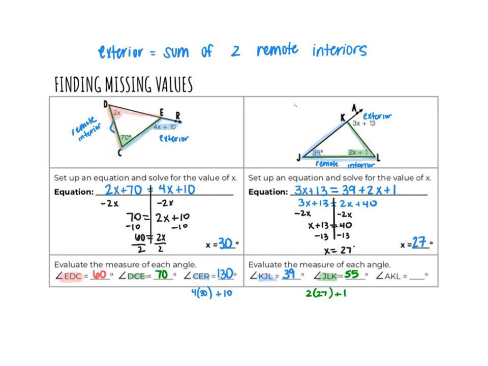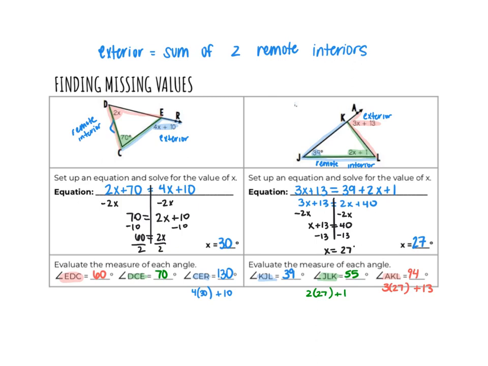And then finally, the last angle they asked me to find is AKL, which would be A to K to L, my exterior angle. So I would need to do 3 times 27 plus 13. And that would give me a final, oopsies, calculator problems, one moment, 94 degrees.